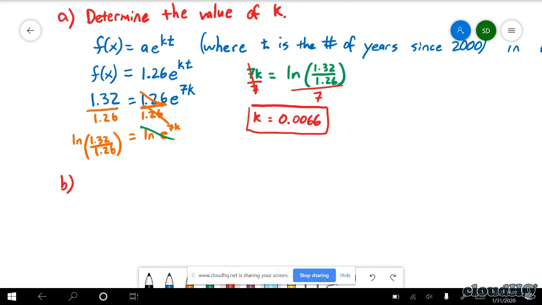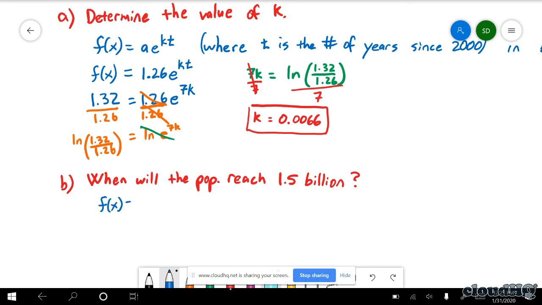So here's the follow-up question. I'm going to say, when will their population reach 1.5 billion? Well, let's go back to the equation. We know what k is now, so I know a little bit more about the equation than I did before.